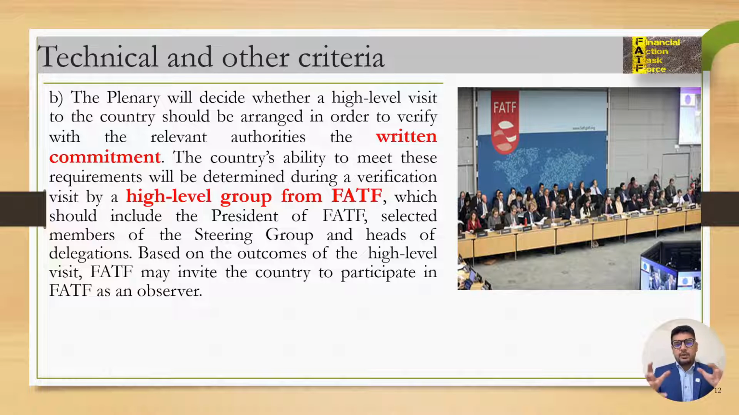Everything depends on that delegation. The delegation closely checks whether you fulfill all the requirements, whether all the recommendations are implemented in your jurisdiction, or whether they are not implemented. So on the basis of the delegation report, FATF will decide whether they are giving membership, or whether they remain in the observer group, or whether they will be put in the high-risk list, like the gray list, and then there is a blacklist as well.